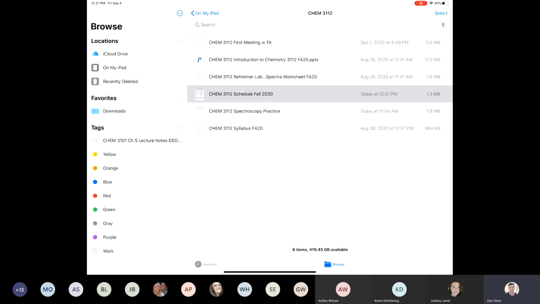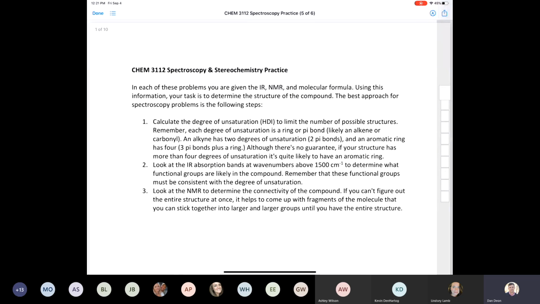But let's get to the task at hand, which is looking at this spectroscopy practice. First, we're going to start out just by looking at some spectroscopy practice. There's some stereochemistry practice. If we have time, we might take a look at a couple of those. But I think the most pertinent part will be the first part. And of course, I will post the solutions to that.